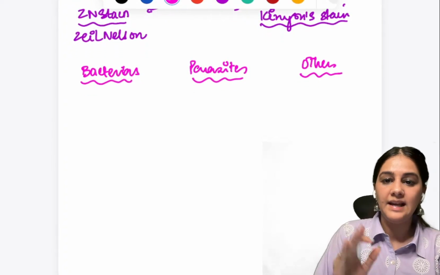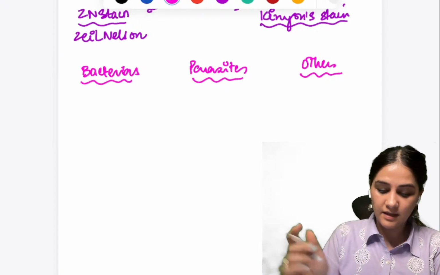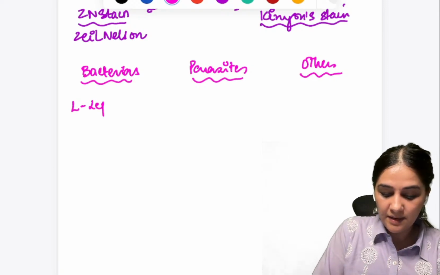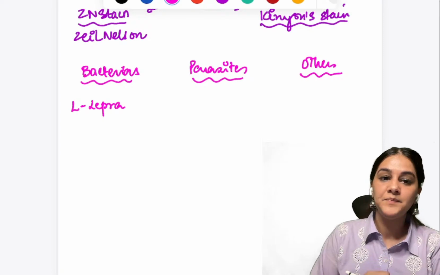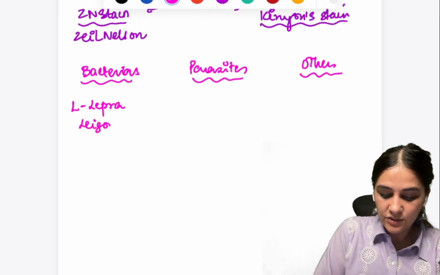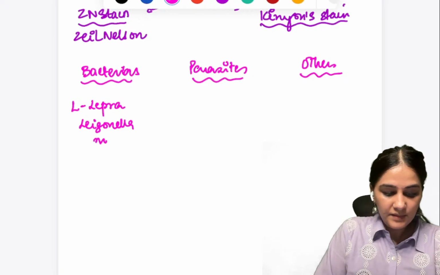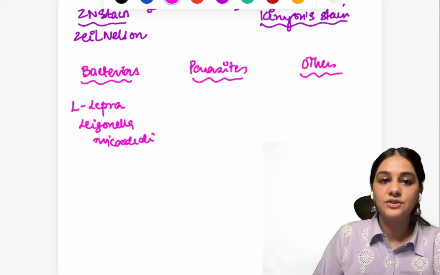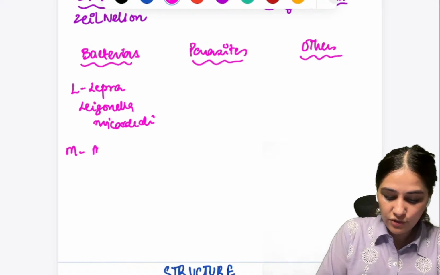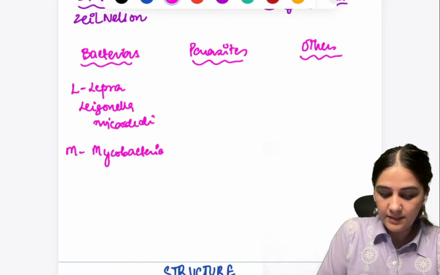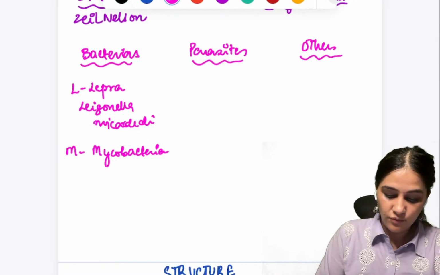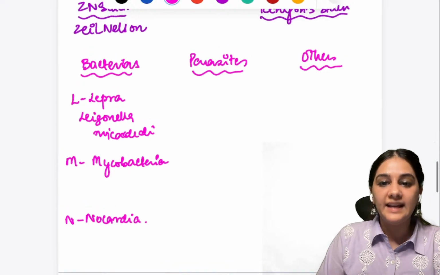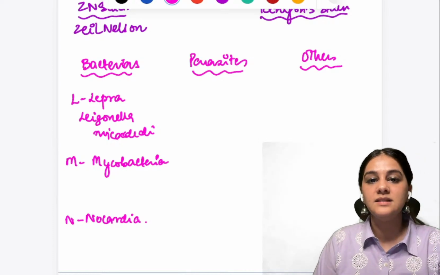So how are we going to remember it? LMN. Like in a sequence, in ABCD, LMN comes in a sequence. So what is the L here? It is the lepra bacilli, Mycobacterium leprae, and it is Legionella micdadei. Okay, so this is one, which is the L. Then we have M, which is your mycobacteria. L, M, and N. So what is the N here? N is the Nocardia. So this is your L, M, and N. Okay, so these are the bacteria that are acid fast.